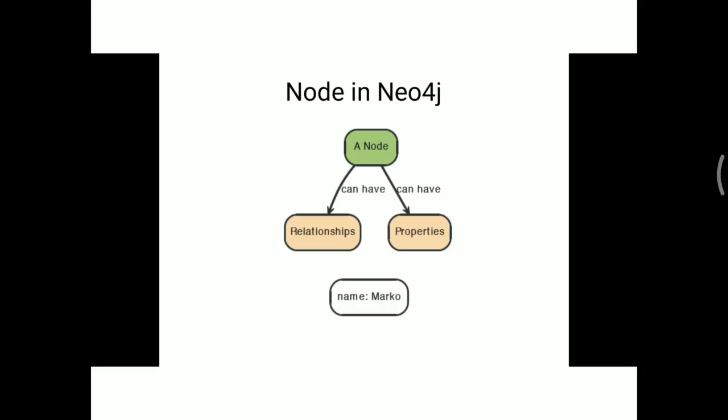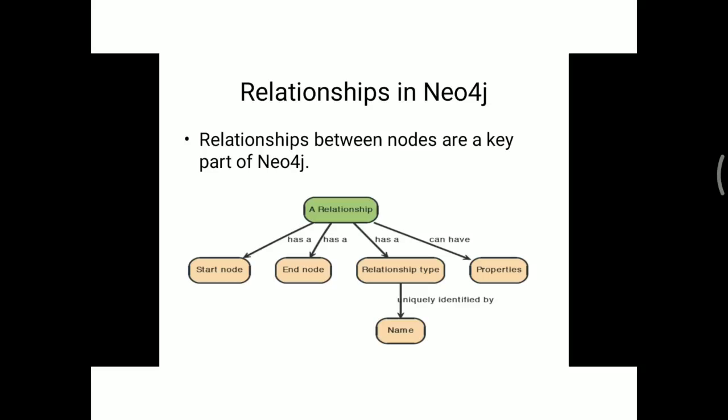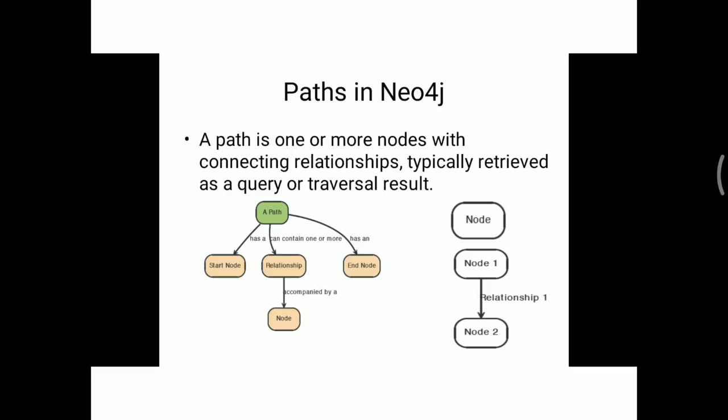The Neo4j tips, and we can see the flowchart of the node in Neo4j: a node consisting of relationships and properties. That makes a node. And the relationships of Neo4j have a start node and an end node, and the relationship type and its properties of the data, and the relationship type consists of its name. It's a unique identity which is used to access it. And the paths in Neo4j are one or more nodes connected by relationships, typically retrieved as a query or a traversal result. A path is a start node, relationship, end node, and node.